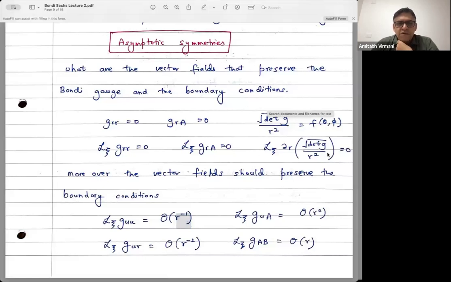The third condition you don't have to write in a covariant form. This is a scalar quantity. The Lie derivative of a scalar quantity is just xi^mu del_mu. So you don't have to write it in a covariant form.